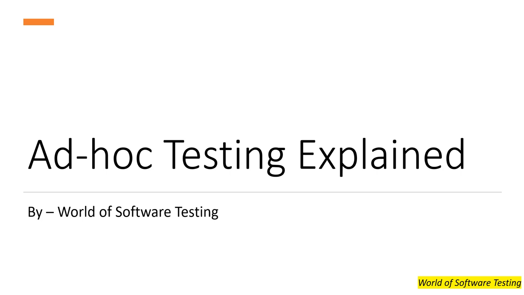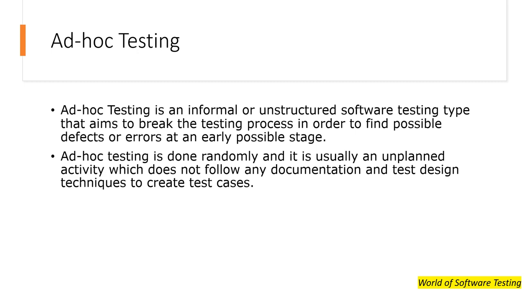So let's start with ad hoc testing here. Ad hoc testing is an informal or unstructured software testing type that aims to break the testing process in order to find possible defects or errors at the earliest possible stage. Basically, ad hoc testing is an informal, unstructured way of software testing. So there is no defined structured way of testing in case of ad hoc testing. And here the tester just needs to have the domain knowledge and he can perform ad hoc testing.